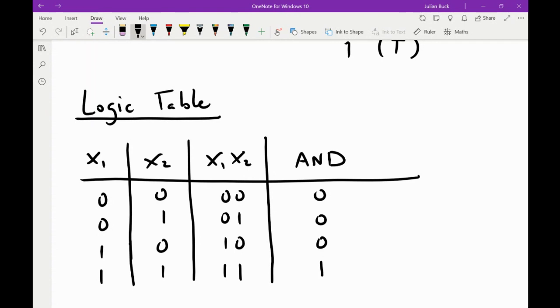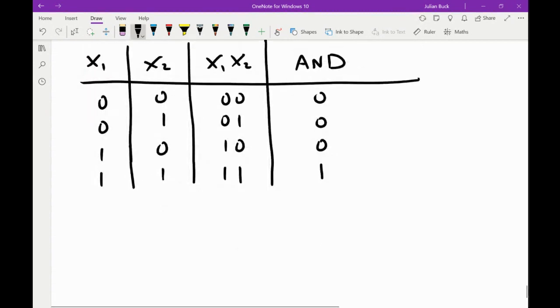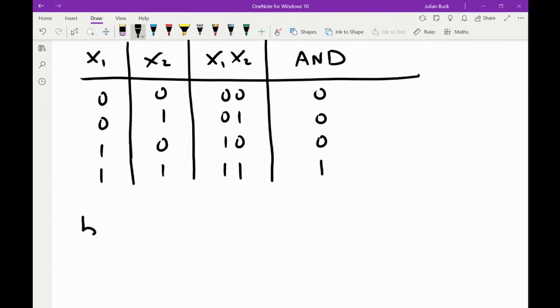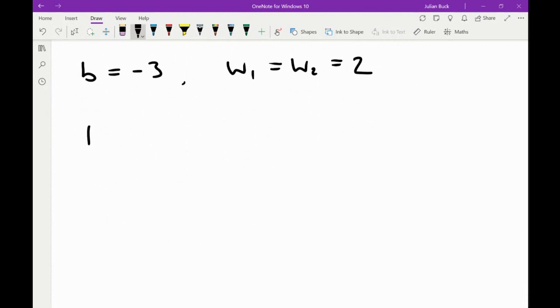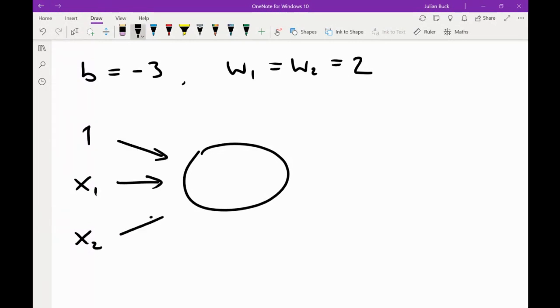Okay. So we can create a very simple circuit. The way we'll do this is we'll set the bias B to equal -3, and the weights on the bits, W1 and W2, to both equal 2. So what we'll draw then is a perceptron with those weights. And so our net input is 2x1 plus 2x2 minus 3.